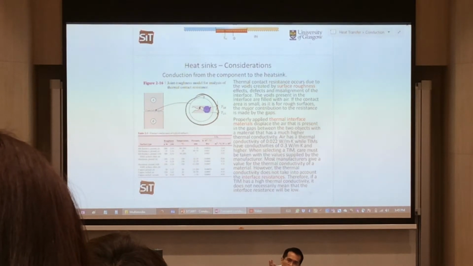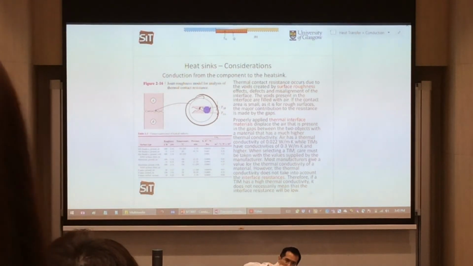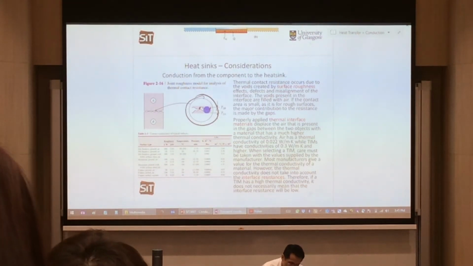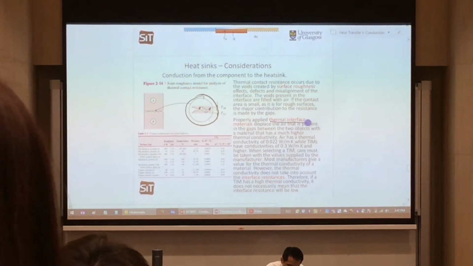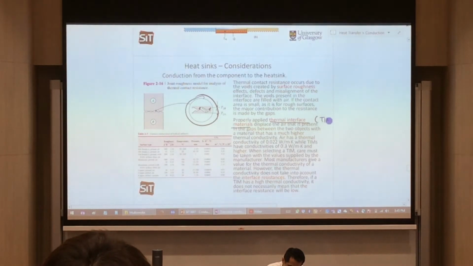Now what that means is that instead of having air over there, we need to put in something to fill up that air gap so that we could have a better conduction from one solid surface to the other solid surface. This kind of material is what we call thermal interface material, or in the industry we call it TIM.